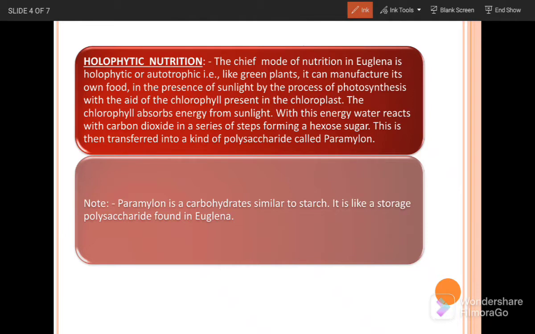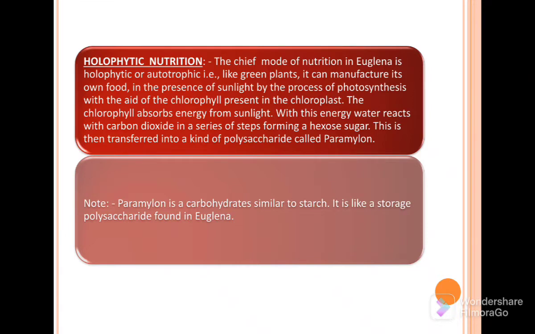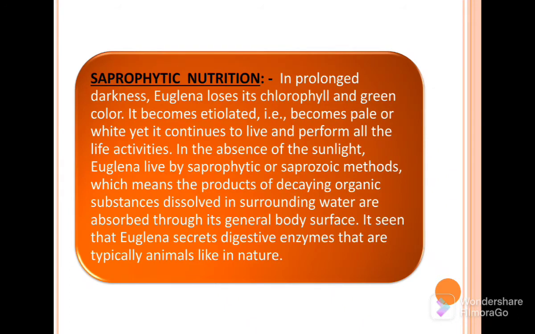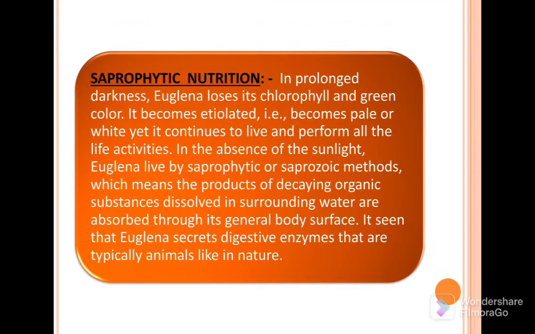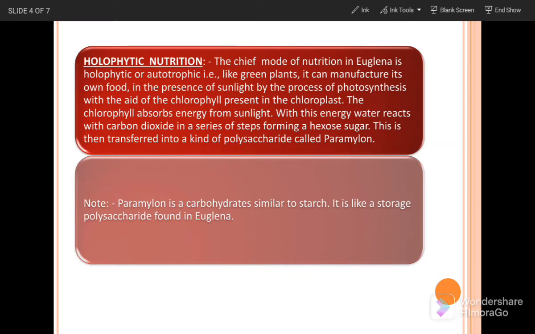Now this was about holophytic nutrition. Next is saprophytic nutrition. As we have learned, holophytic nutrition is autotrophic, meaning it works only in the presence of sunlight. When sunlight is present, it can produce food or sugar.